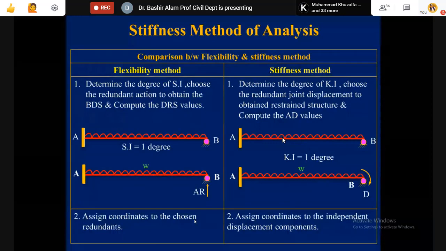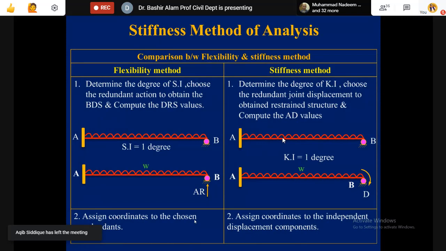Now you see a table here, and we will be going through the comparison between the flexibility and stiffness methods. You see the resemblance in the steps, otherwise one is just the reverse, the reciprocal of the other one. Step number 1, determine the degree of statical indeterminacy. This is in case of the flexibility method. What we do in case of the stiffness method, determine the degree of kinematical indeterminacy.